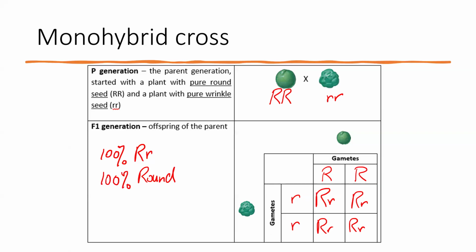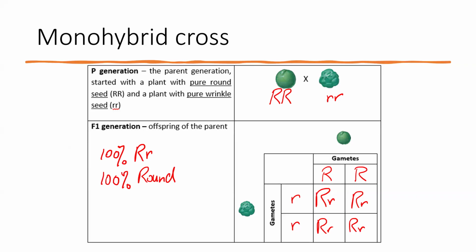One more time. I'll write on the board here. Two parents that are pure for two different traits of the same character will produce offspring with the dominant trait 100% of the time. It sounds more complicated than it really is.